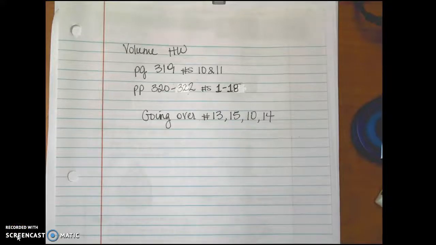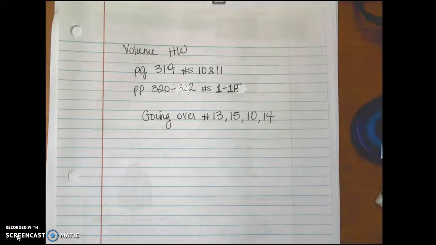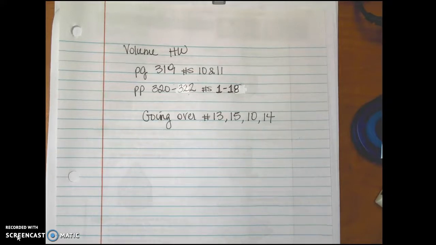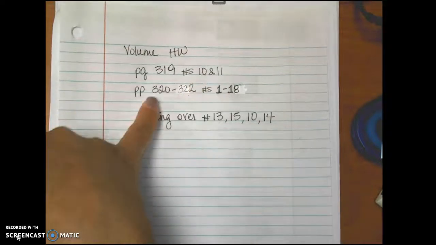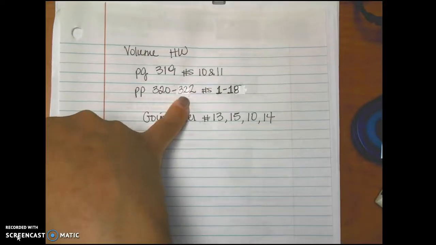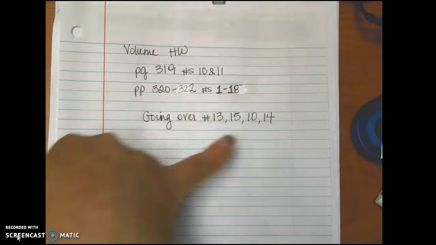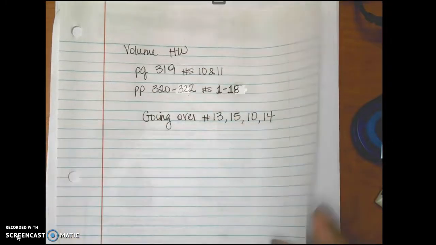Okay, so for your volume homework, we're going over questions 13, 15, 10, and 14 for now. This is the assignment: page 319, numbers 10 and 11, and 320 to 322, numbers 1 through 18. So let's go in order and start at number 10.